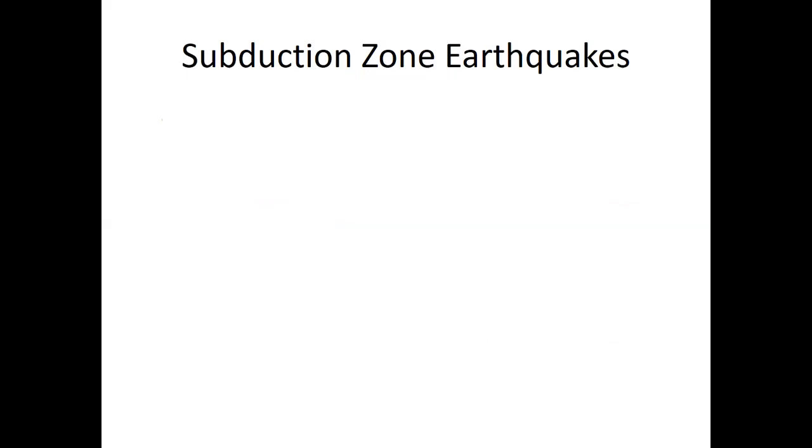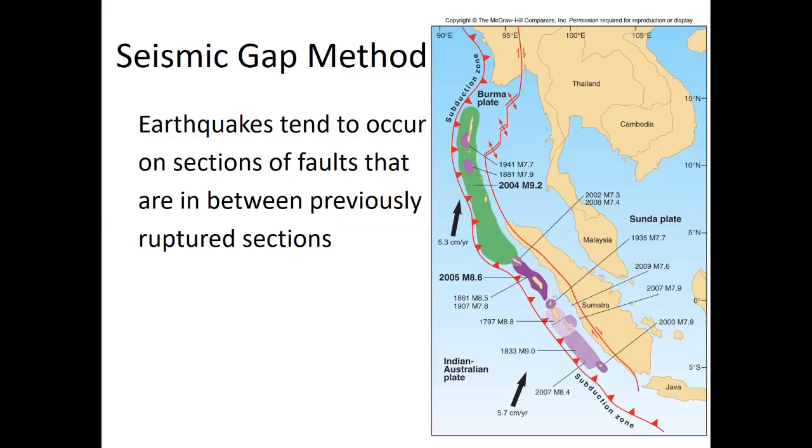Looking at subduction zone earthquakes, which are the largest earthquakes on the planet, we can see that we map the fault. So this is the plate, it's subducting under its overriding plate. And these shaded regions are areas of the fault that have ruptured in the past. And then we have the year in which they ruptured.